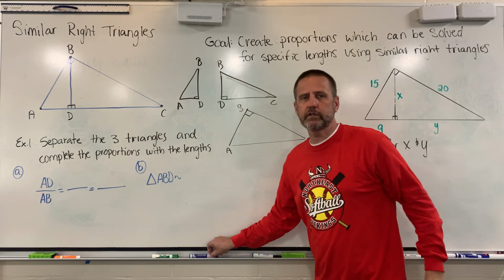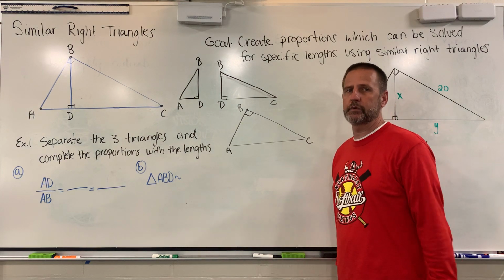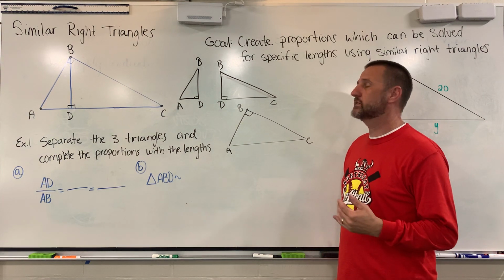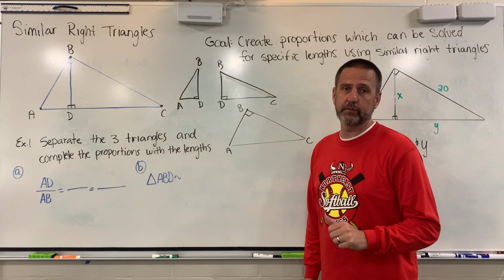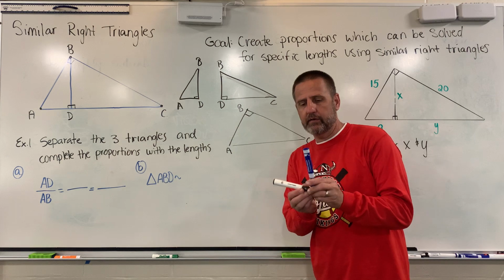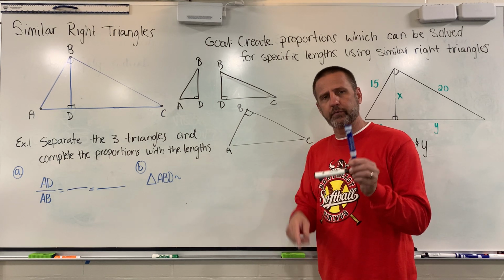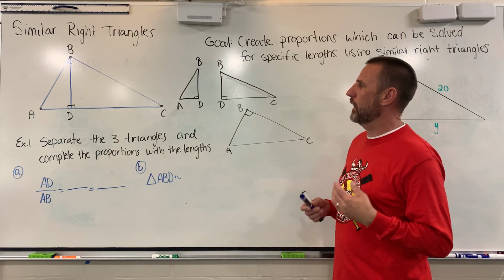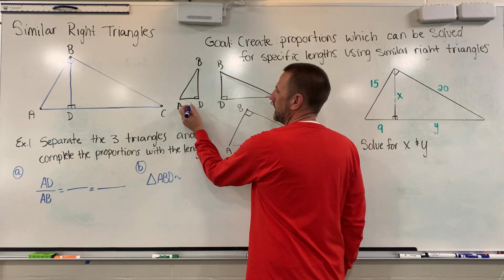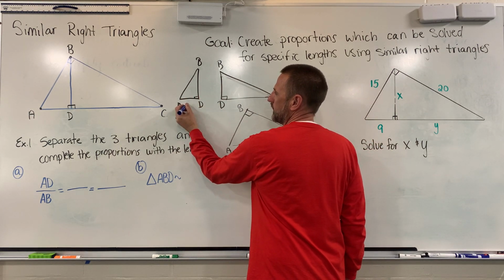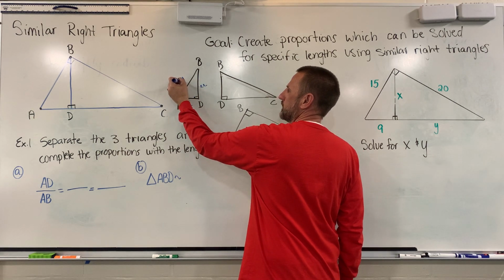When you look at these triangles, I want to figure out a way to label them so that I won't get confused about what's related to what. Since they're all right triangles, I know that they have legs and a hypotenuse. The two sides that make the 90 degrees are the legs, and the one across from the 90 degrees is the hypotenuse. Looking at this one, this is a leg and this is a leg. I'm going to call this the short leg and this the long leg, and this is my hypotenuse.